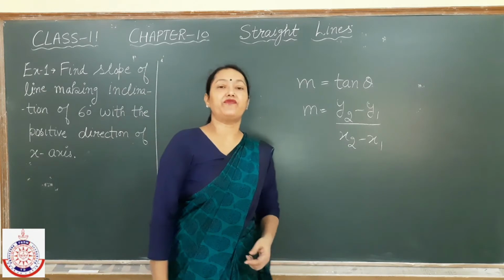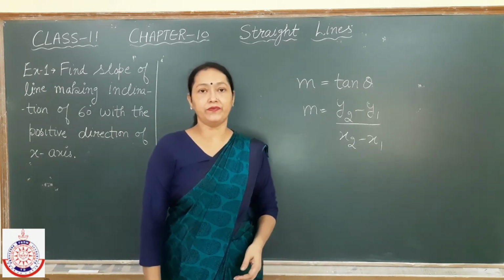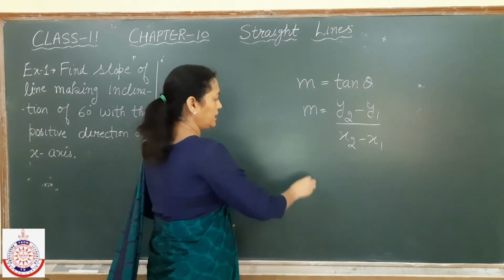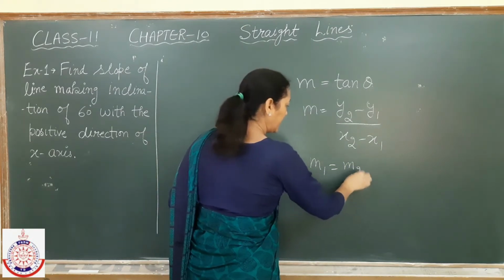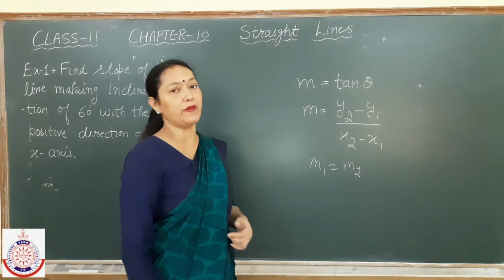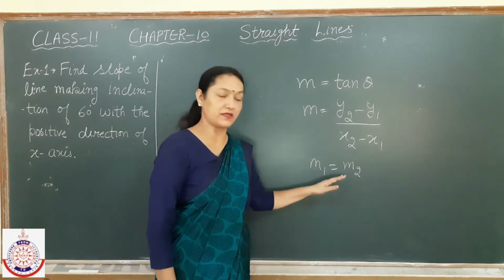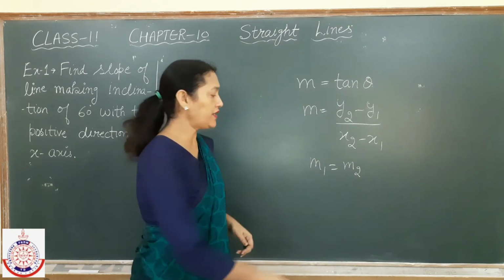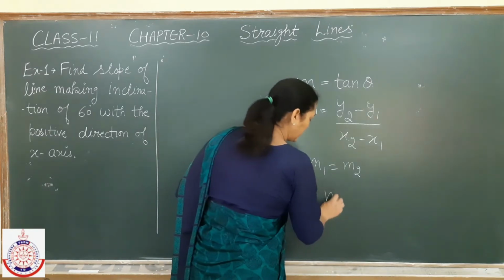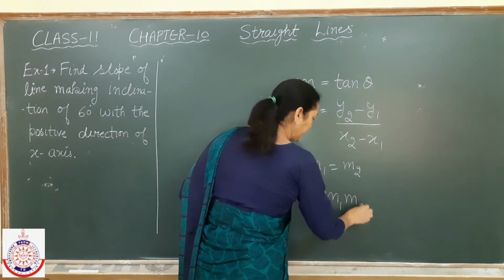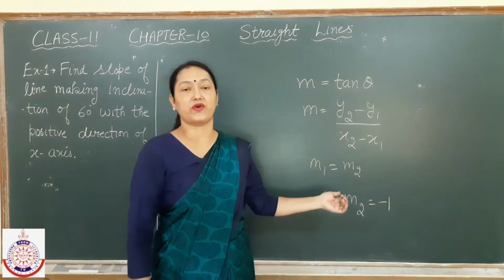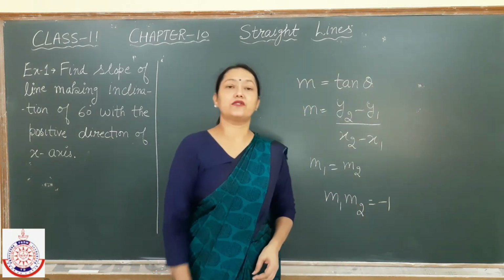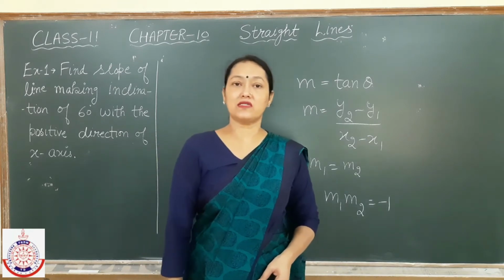Next I have told, if two parallel lines are given to you, then their slopes will be equal. And in case slopes are equal, lines will be parallel. This is condition of parallelism. Next I have told, if two lines are perpendicular to each other, then product of their slopes will be equal to minus 1. Now in today's lecture, let us do some examples for all this.